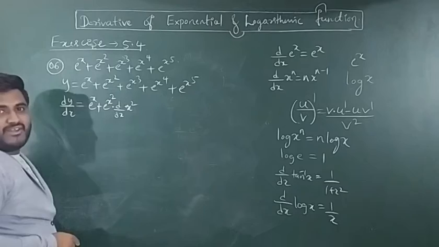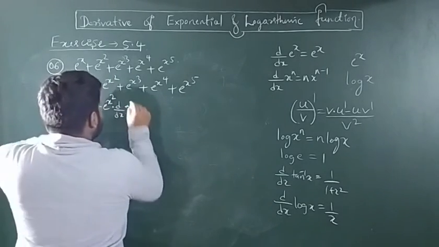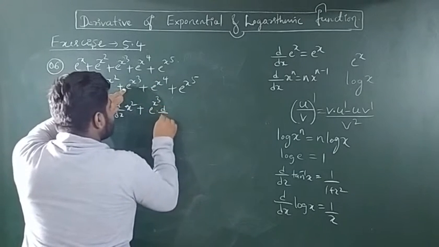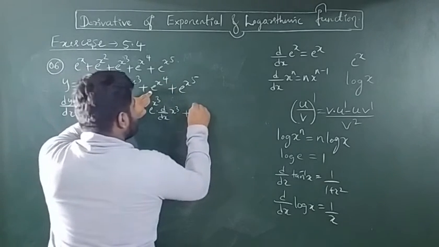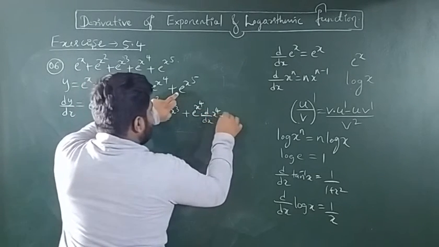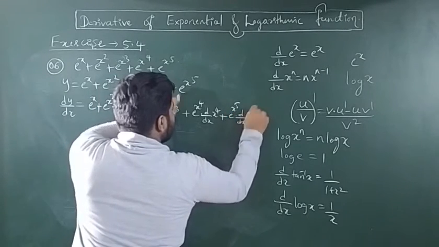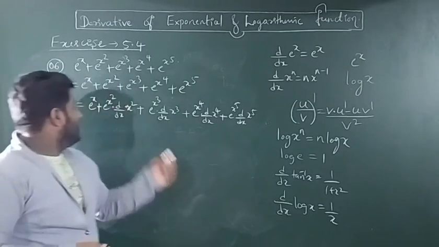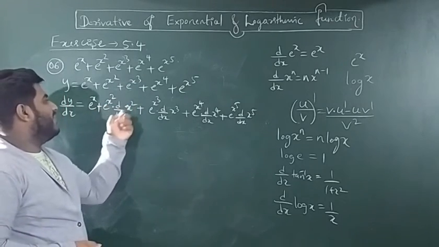Because x is there, here only it will end. Because it is an x square, we have to again differentiate x square. Plus e raised to x cube differentiation is e raised to x cube into differentiation of x cube. Next, plus e raised to x raised to 4 differentiation is e raised to x raised to 4 into differentiation of x raised to 4. Last one, e raised to x raised to 5 into differentiation of x raised to 5. Because whatever the function is there, that we have to treat as a x. Then go for differentiation. If it is x, there only ends. But it is not x. Again d by dx of x square.